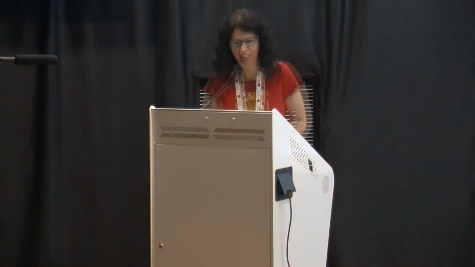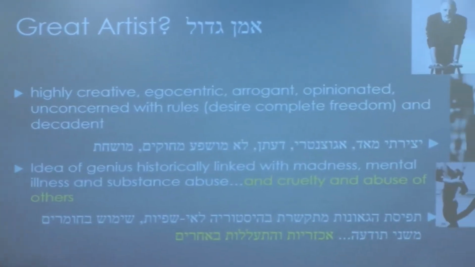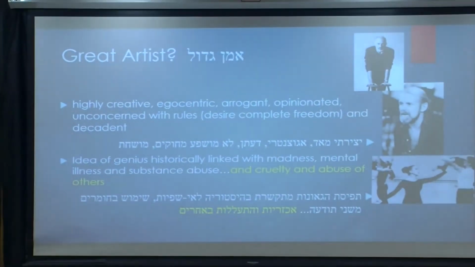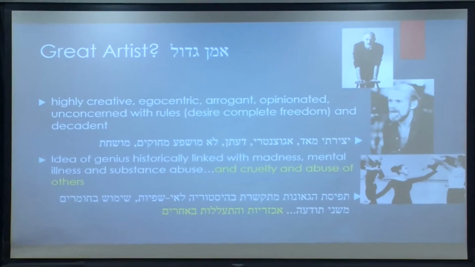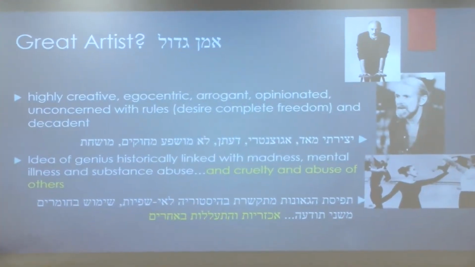Yes, okay. What is often, in the West, our idea of a great artist? Someone, I think you spoke about Oscar Wilde, right? Didn't you mention Oscar Wilde? Right. So, highly creative, egocentric, maybe arrogant, highly opinionated, often against rules or unconcerned with rules because they want freedom, and maybe even decadent.